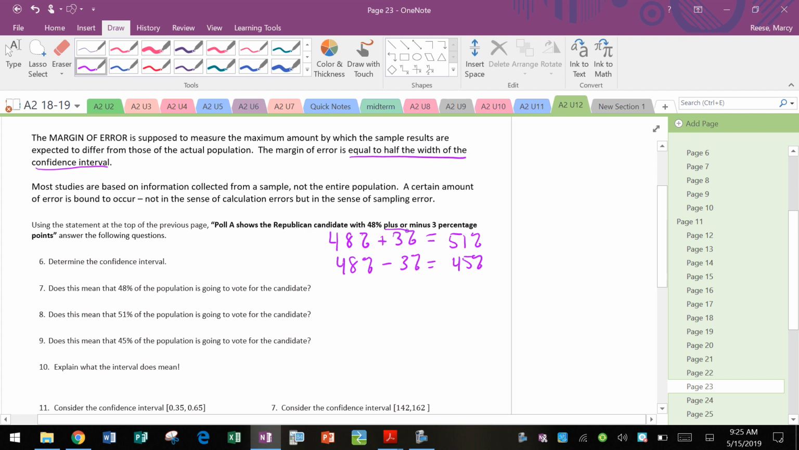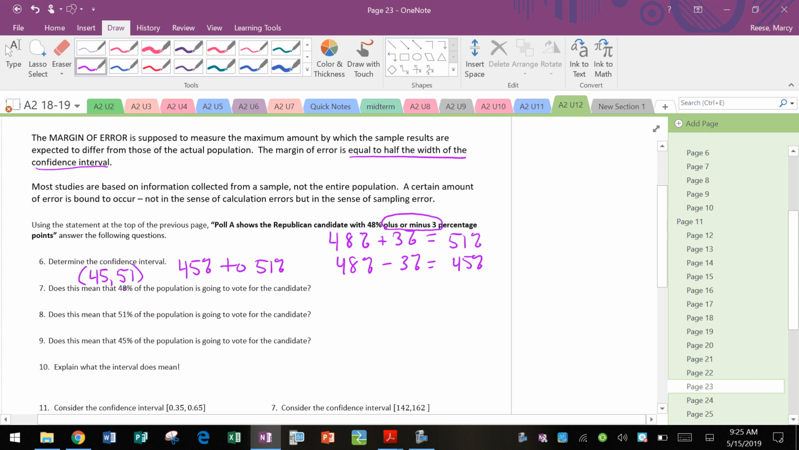Because it says plus or minus. And that is your confidence interval. 45% to 51%. Sometimes we write it as a range, in which you've written it before, like that, right? Interval notation. Remember hearing that with parentheses.